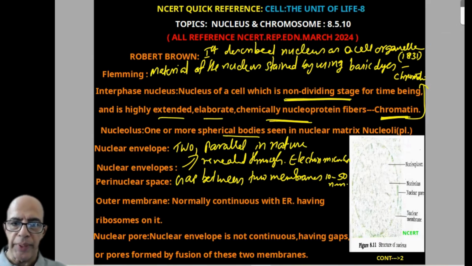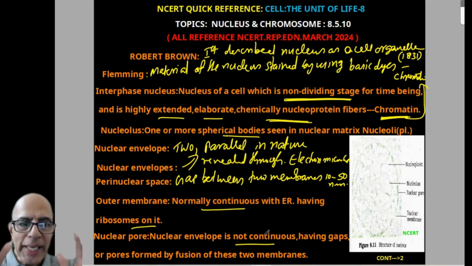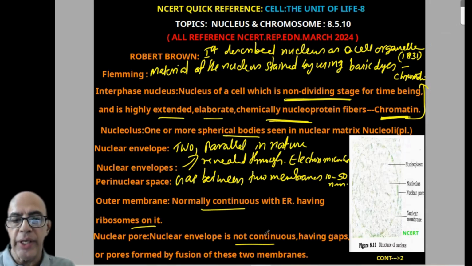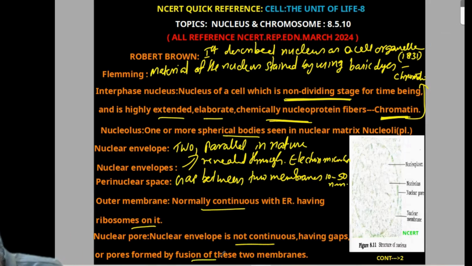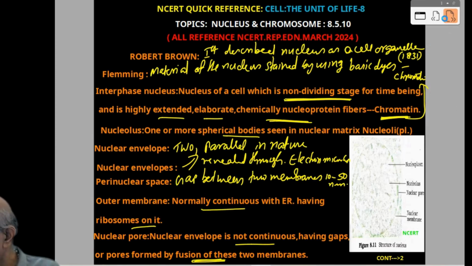Now, the outer membrane. The outer membrane is normally continuous with the endoplasmic reticulum, having ribosomes on it. Nuclear pore is an important item. Nuclear pore means the nuclear envelope is not continuous, having gaps or pores. And how is it formed? It is formed by fusion of these two membranes in certain places, by which pores are formed. I think the first page is clear. Now we can proceed to the second page.